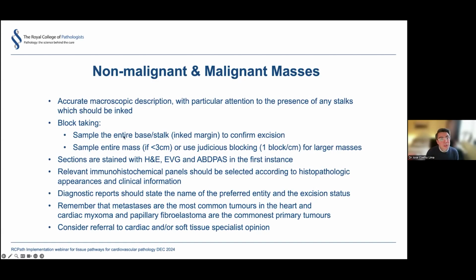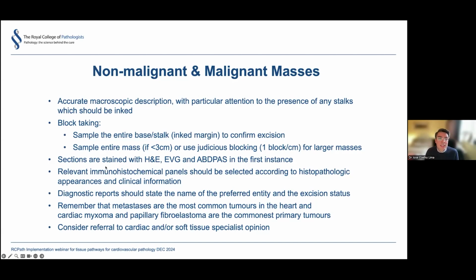surface. In terms of block taking, the entire base or stalk of the mass, if present, should be inked and sampled to confirm excision of the mass, as well as the entirety of the mass if that mass is small, less than 3 centimeters, or if it is a larger mass, one should use judicious block taking. Approximately 1 block per centimeter should suffice. Of course, sampling areas of interest in terms of the tumor.